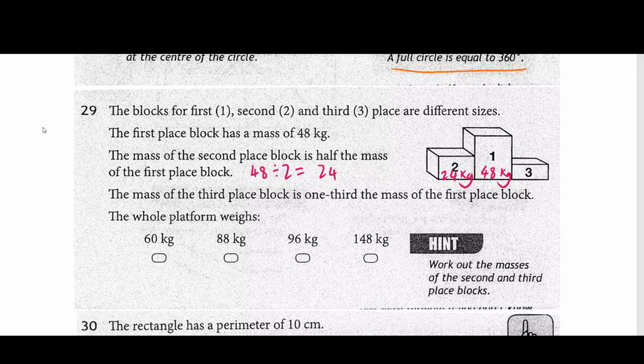The mass of the third place block is 1/3 of the mass of the first place block. So that's going to be 48 divided by 3. So 48, a third, you divide by 3, it gives you 16. This one here is 16 kilograms. So the whole platform weighs, we just add them up, 24 plus 48 plus 16 gives 88 kilograms.